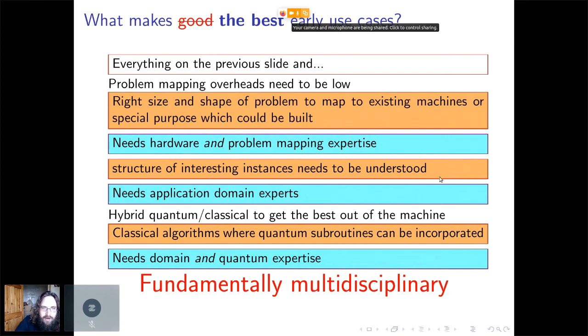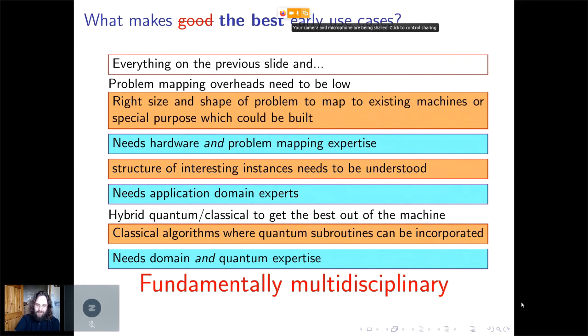You need the structures of the interesting problem to be understood. So you need experts in the application domains. And you need these hybrid quantum classical techniques I've talked about, which requires quantum and domain expertise. So the point I'm really trying to make is that this is fundamentally a multidisciplinary effort.